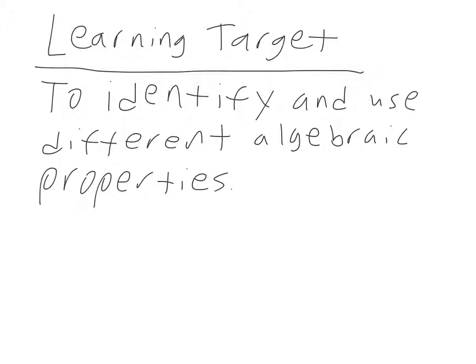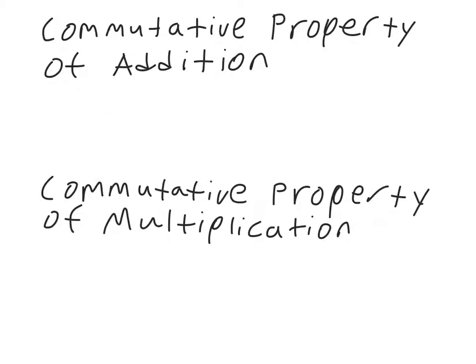Anyway, today our learning target is to identify and use different algebraic properties. You may know some or maybe all of these already, and we're going to go over them and make sure you understand them and know how to use them. Alright, let's start with the commutative property. There's two of them. There's one for addition and one for multiplication.